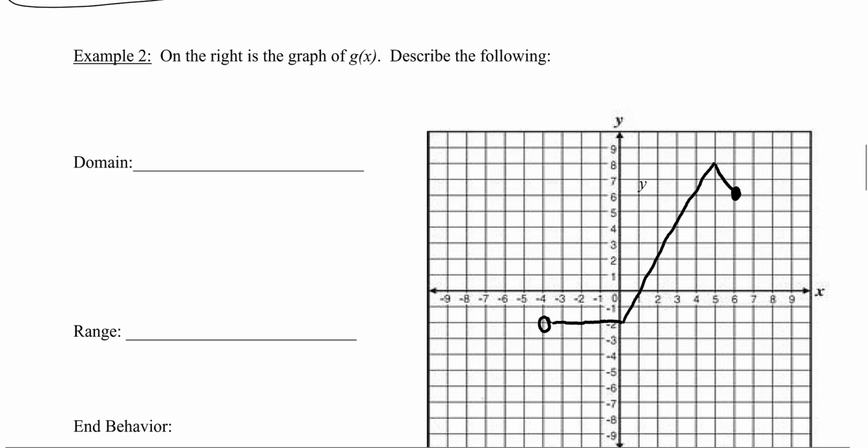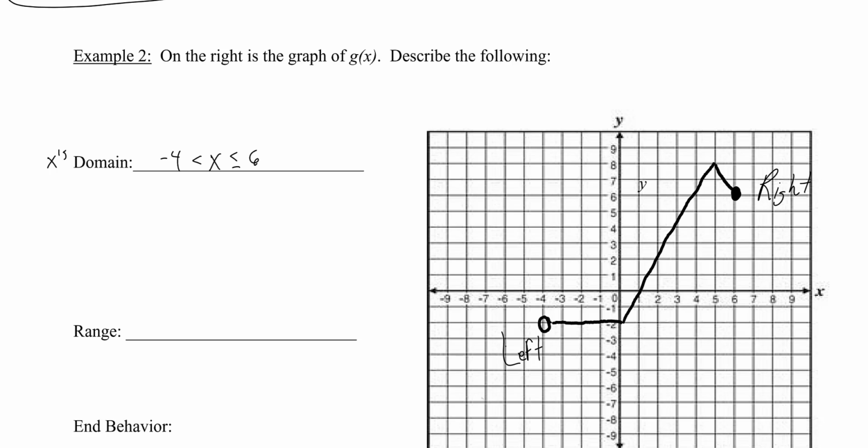All right, and example 2. The domain is our x's, so I'm going to put x. And I see my leftmost point is right here, and that x coordinate is at -4. And I see the rightmost coordinate is right here at +6. Since it's a closed dot at 6, we have the or equal to symbol.